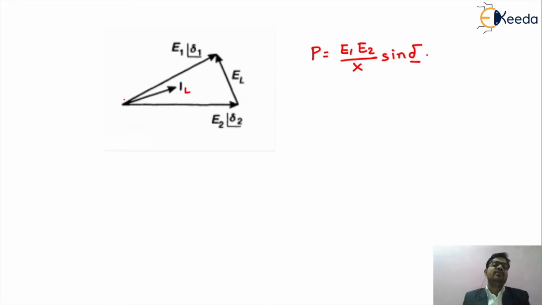Where we are getting the first phasor. That first phasor will be called E1 at an angle of del 1, so this will be the sending end voltage. This will be E2 at an angle of del 2. And we are getting the value of EL.